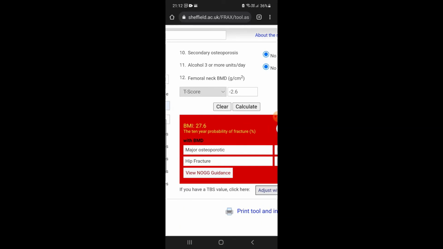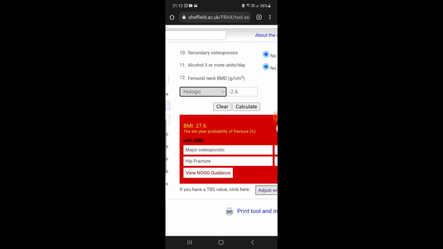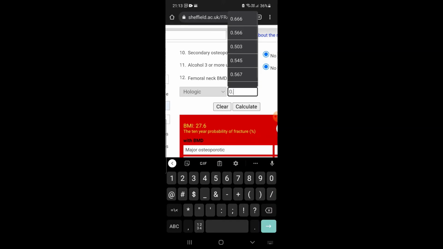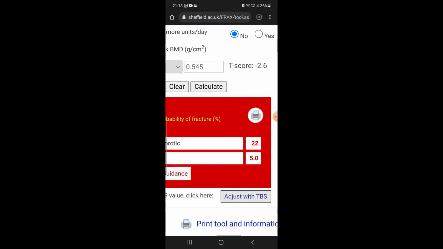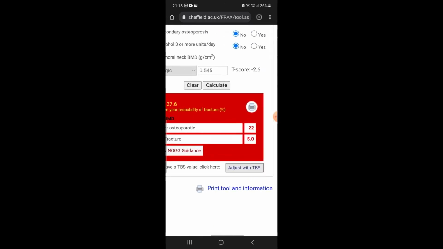If we want to be more precise, we can put in the exact BMD measurement of the hip, not the spine, and we must state which equipment was used. Say it was Hologic in this case, and again we know that her bone mineral density in the hip was 0.545, and again calculate, and we see it hasn't changed because it was the same. So this is the result: major osteoporotic fracture 22% and hip fracture 5%.